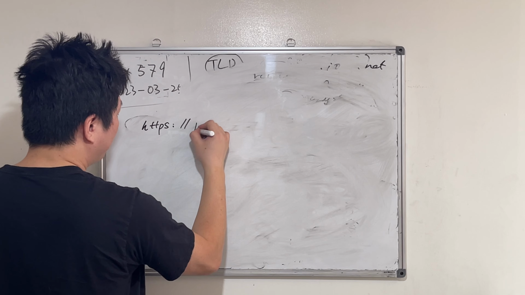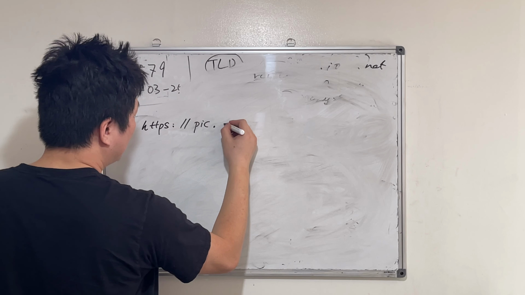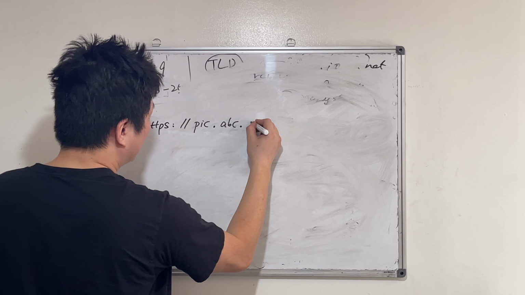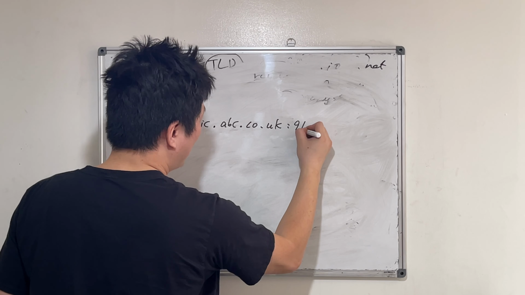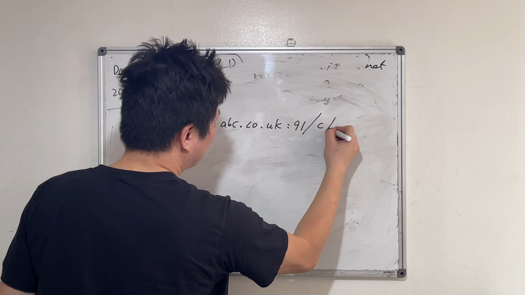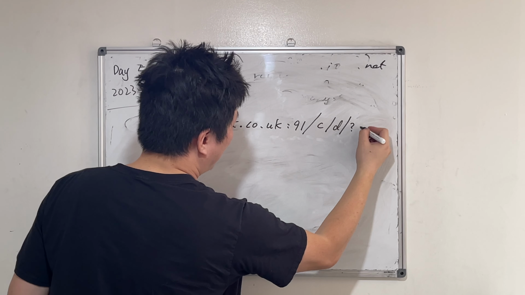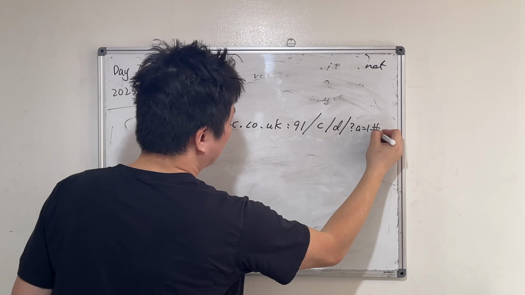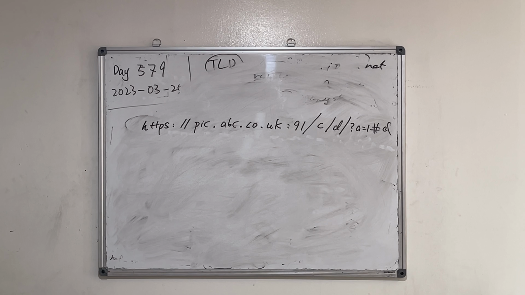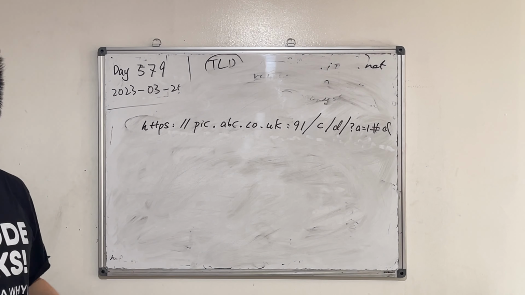HTTPS, picture.abc.co.uk, colon, 91/c/d, and question mark a equals 1 hash d. Okay. Doesn't look like Bing or Google. That's okay. It could be anything. That's the URL. That's not my question.